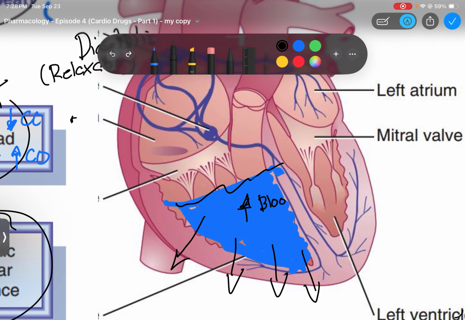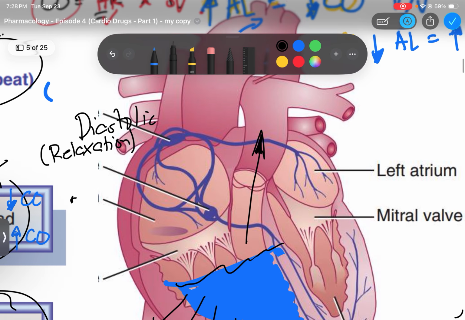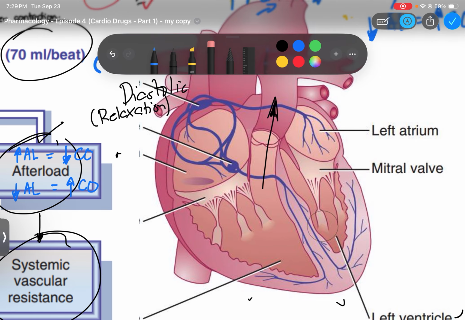Now, as this stretches, class, this is what we call our preload. If the ventricles stretch out, that is what we call our preload. It is the preload before it is fired into your great vessels. Okay? Now, that is for preload.